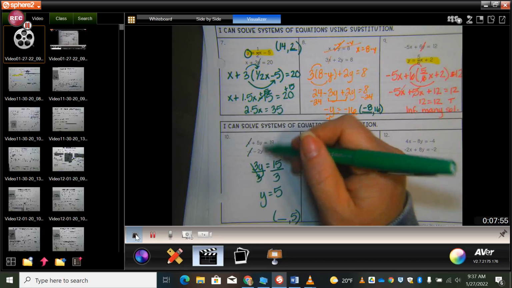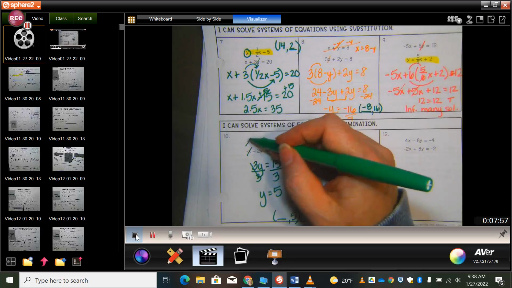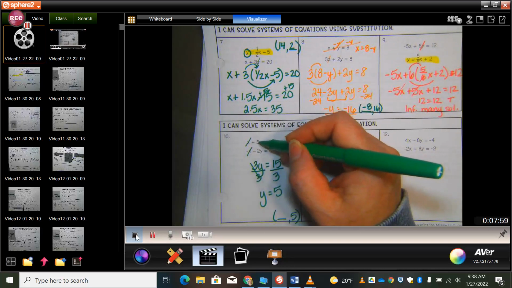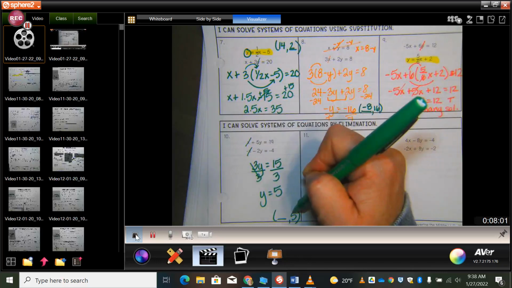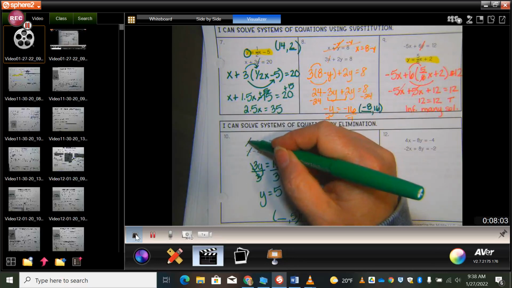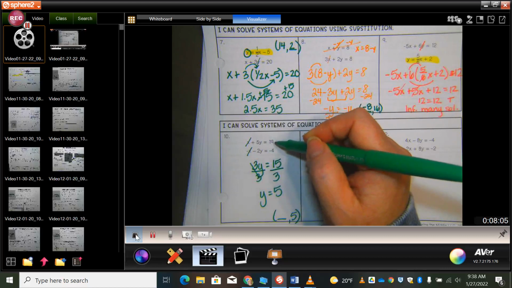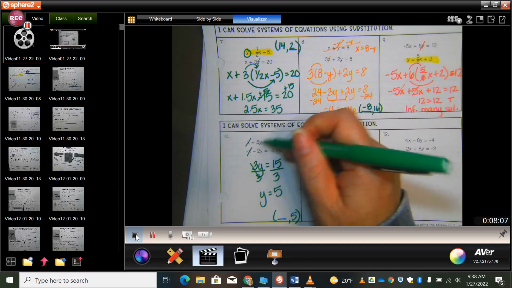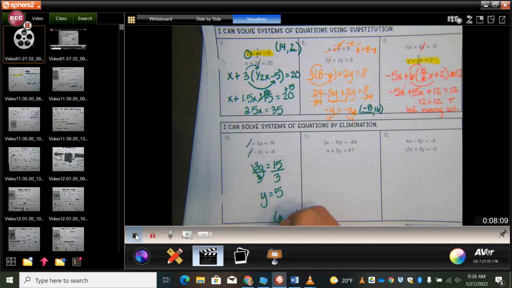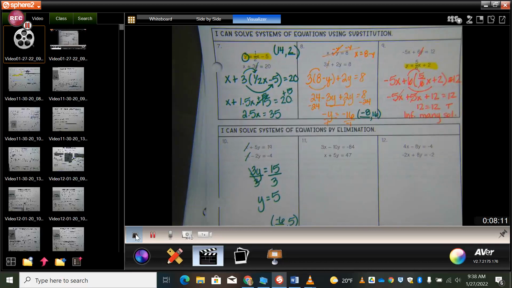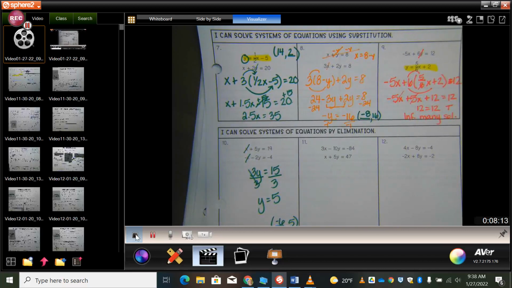So pick either one of these. I'm going to pick the top one. x plus 5y. So 5 times 5 is 25. So that would be x plus 25 equals 19. So I'd have to subtract 25 from both sides. And if I do that, I get a negative 6. So that would be my solution.